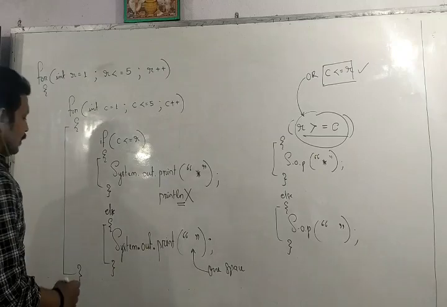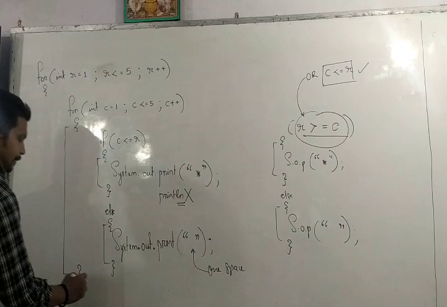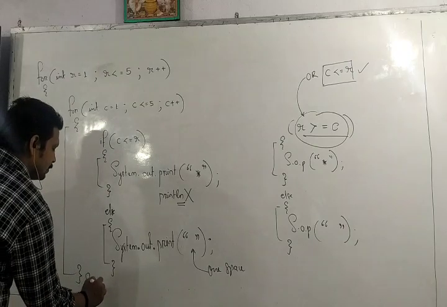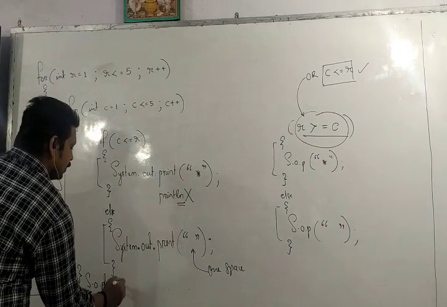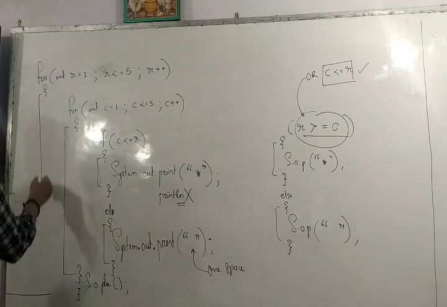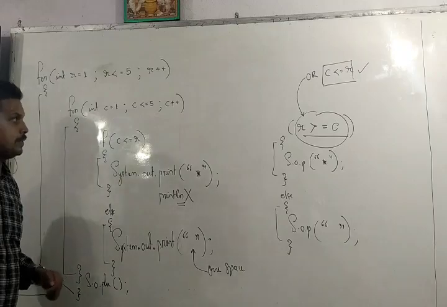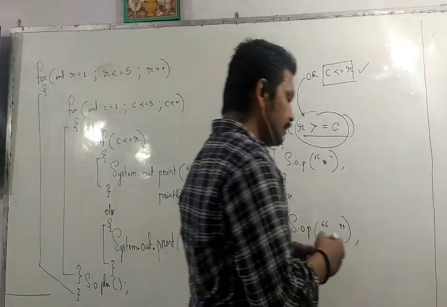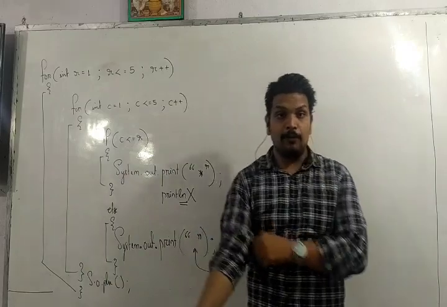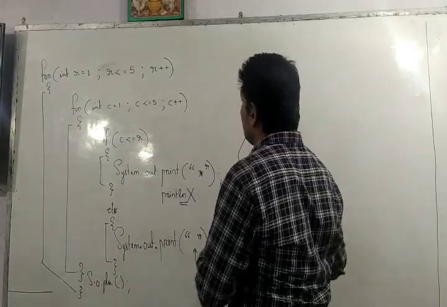Okay, clear? And then here we will have to write System.out.println. Then here the block of outer for loop is closed. Now listen. Let us perform the dry run.